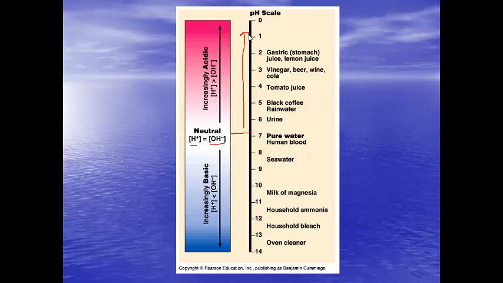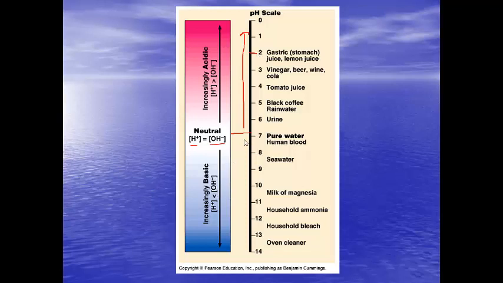10 to the negative 2 is a much larger number than 10 to the negative 7. So the lower the pH, the more hydrogen ions there are. If you look at something that has a pH of 2, like gastric juices, they have 10 to the negative 2 moles of hydrogen ions. They have 10 to the negative 12 moles of hydroxide ions. 10 to the negative 2 is a much larger number than 10 to the negative 12.